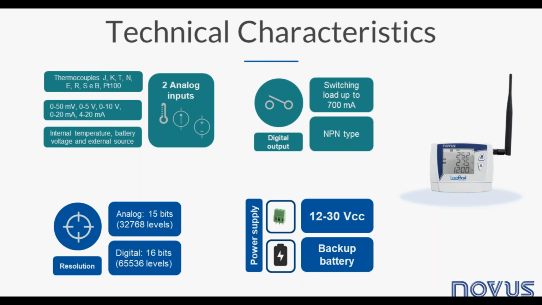The resolution for analog inputs is 15 bits. The resolution for digital input in counter mode is 16 bits. Both resolutions are very suitable for demanding logger applications. Lockbox 3G can be powered by an external 12 to 30 VDC source voltage and has a backup battery, an internal rechargeable battery, to operate in the power failure for a limited time.